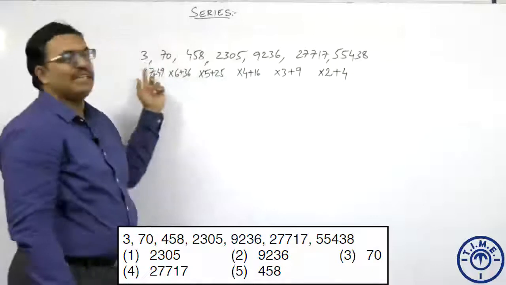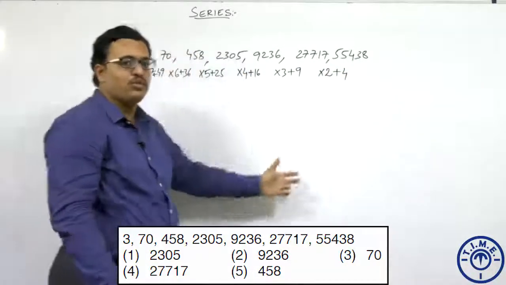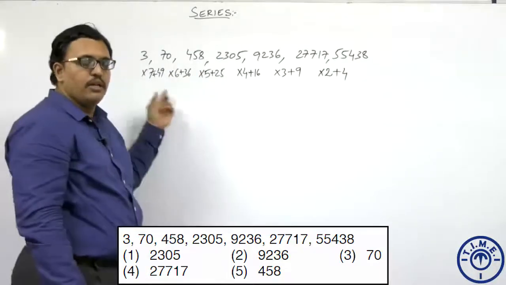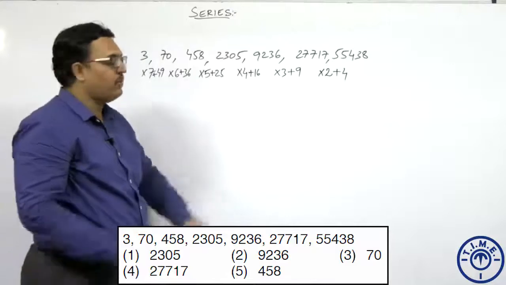So always whenever there is a combination, always start from the last two numbers. That is the best way to approach a combination question. So question number 14 and question number 15 are equally important. Please concentrate on these models.